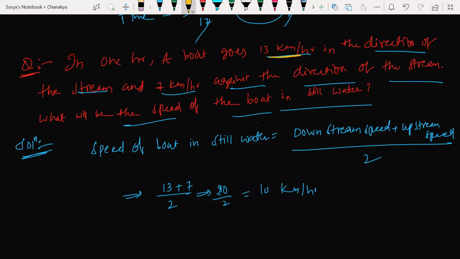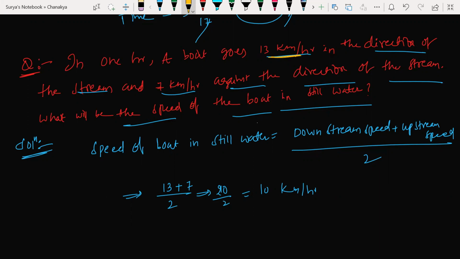Sir, they said 13 kilometers per hour in the direction of the stream. Means where is the stream going? That side is the 13 kilometer per hour speed. So that is the downstream. Exactly, whichever is the same direction.